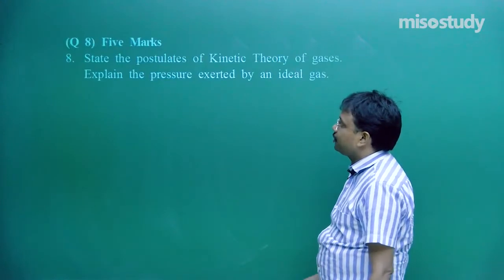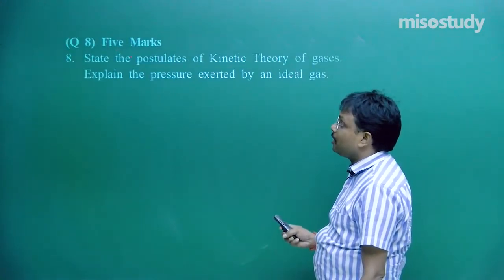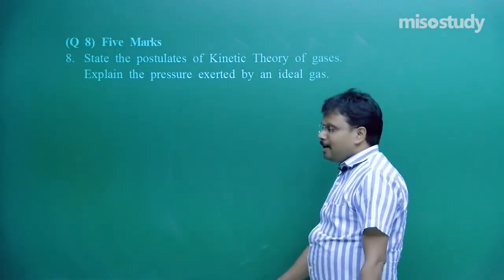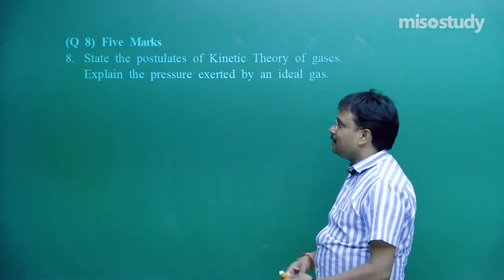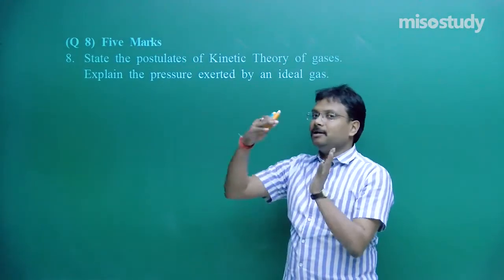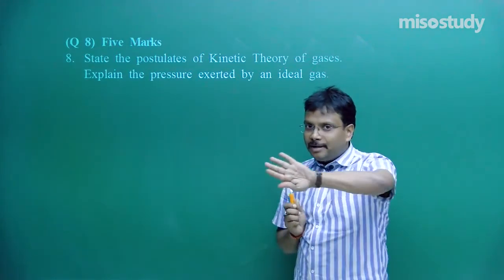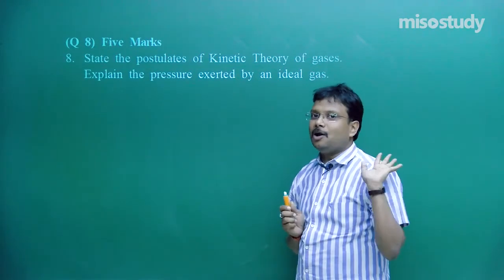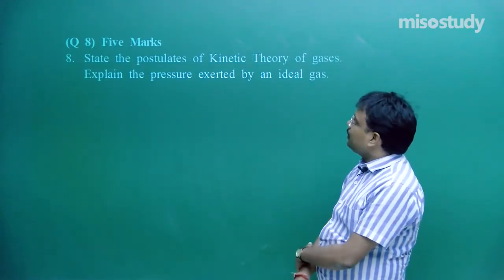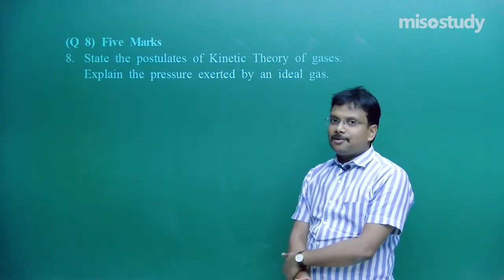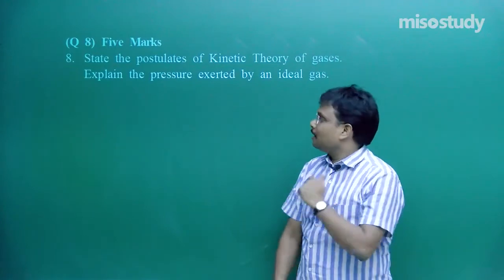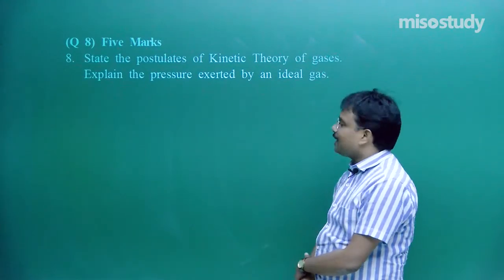Here comes your question number 8, that is for 5 marks. Now this question is basically giving you another view of the same type of questions. Put aside all 7 questions we discussed till now. State the postulates of kinetic theory of gases, that is, the ideal assumptions. Explain the pressure exerted by an ideal gas.